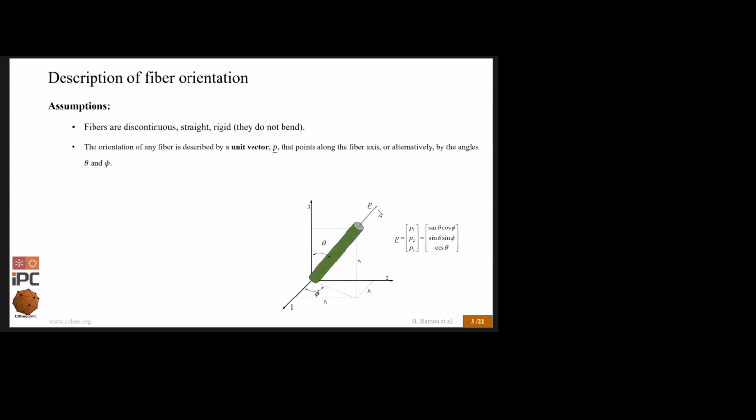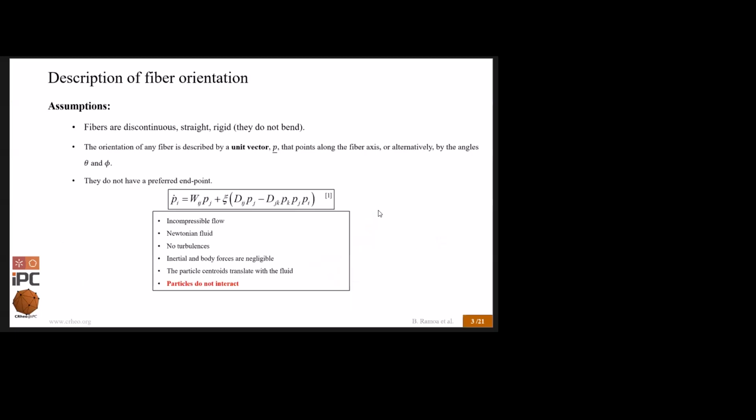Now, this unit vector will have a head and a tail, but the fiber in specific doesn't have it. You don't know if it's pointing one way or the other. You have two valid choices for this. So whenever you have a formulation that deals with fiber orientation, you should take this into account, this relationship that you can have two selections for the orientation.